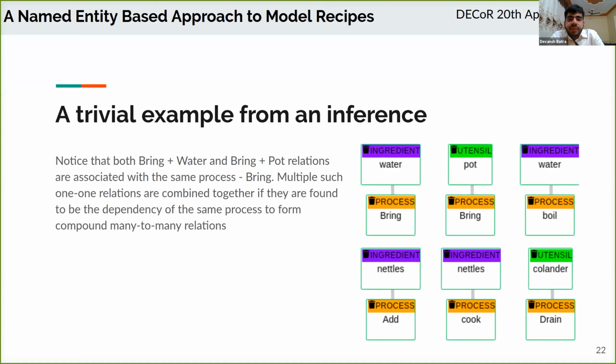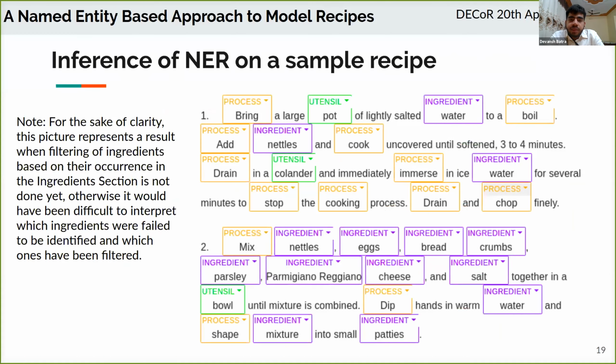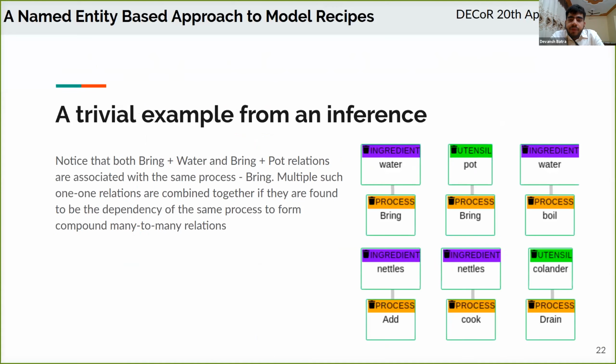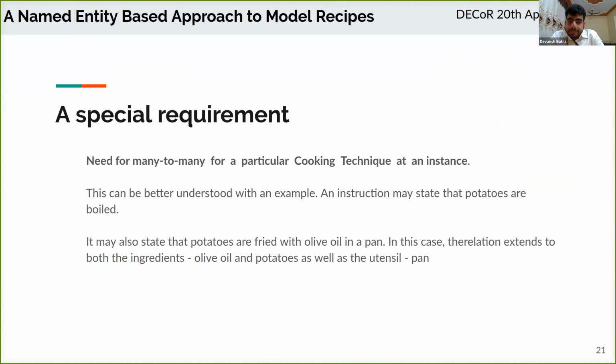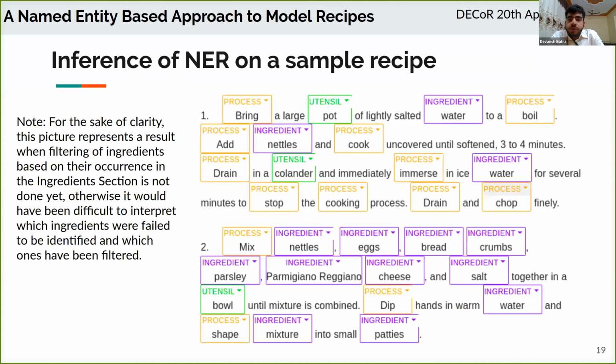And here is a trivial example from an inference. This is actually the inference of the relationship tuples from the recipes shown over here. If you look at the first line, bring a large pot of lightly salted water to a boil.